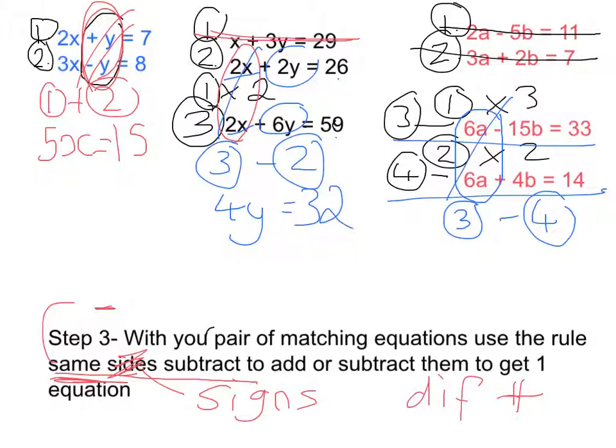I've got to be a bit careful now because I've got a minus 15b plus 4b. So that's like I owe someone 15b's and I pay them back 4. So that's going to give me minus 15, add 4 is going to give me minus 11.